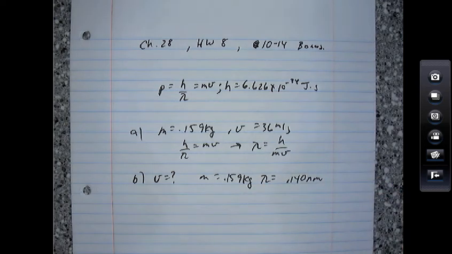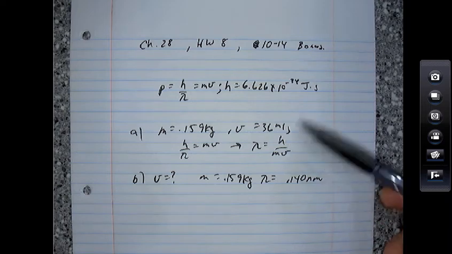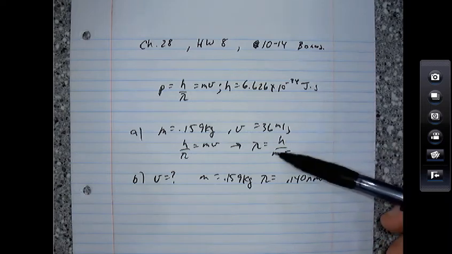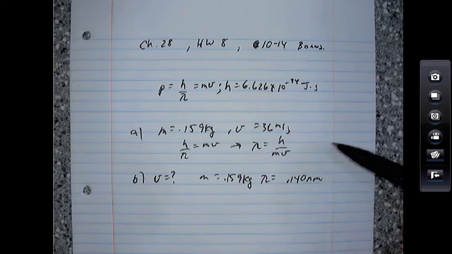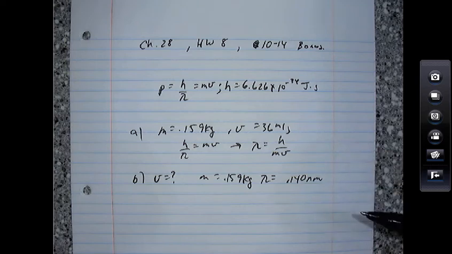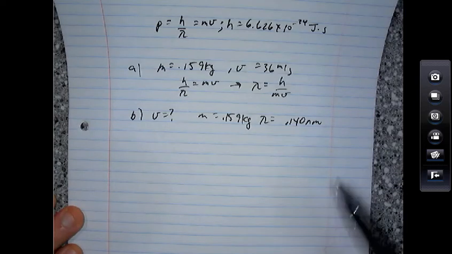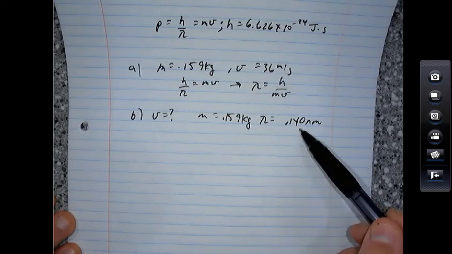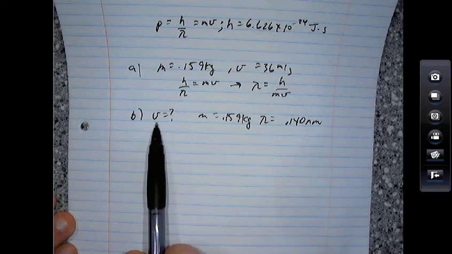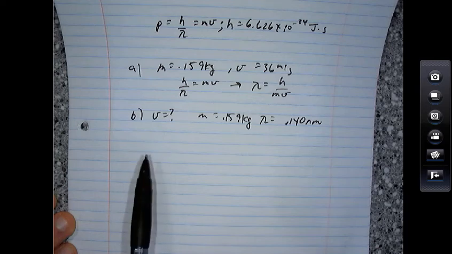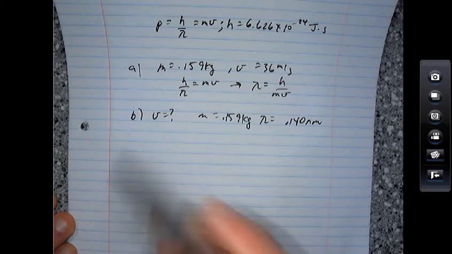Just be careful of the units here: h in joules times seconds, mass in kilograms, and the velocity in meters per second, which is what's given, and that's good. So the wavelength will come out in meters. And then the second part is, given this mass and this wavelength, 0.140 nanometers, what is the speed? Same kind of idea, just use the de Broglie relationship to get the speed.